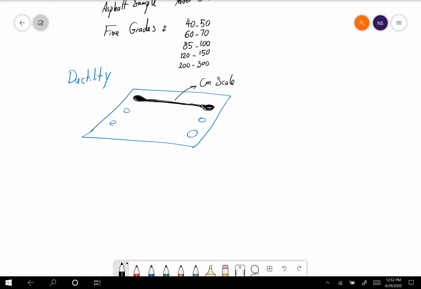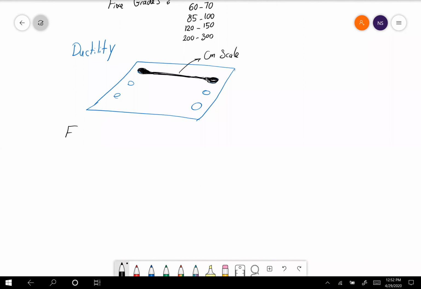And then there were two other criteria: flashpoint, the temperature at which the asphalt starts to ignite, so the flashpoint of the asphalt, and also the solubility in percentage. The flashpoint is usually in degrees Celsius or degrees Fahrenheit, and ductility is in centimeters.